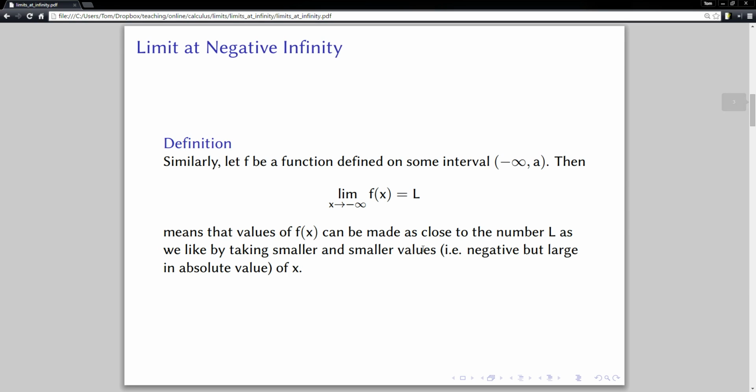Likewise, we take the limit as x goes to negative infinity of f of x. In this kind of limit, we're looking at values of x that get smaller and smaller. Again, by smaller and smaller, I mean bigger in absolute value, but with a negative sign out in front. So really far to the left on the number line. So as x values get smaller and smaller, the corresponding y values, the values of f of x, will get closer and closer to the number L here.